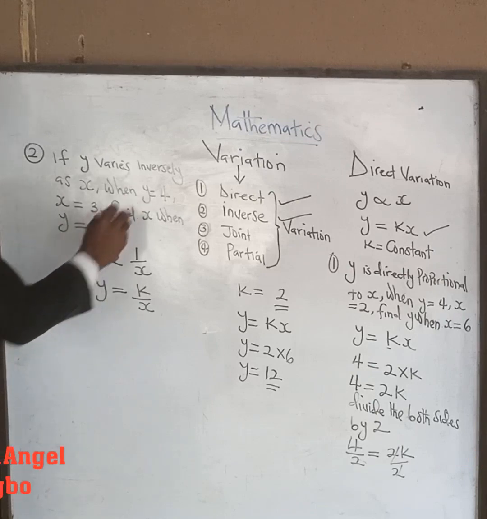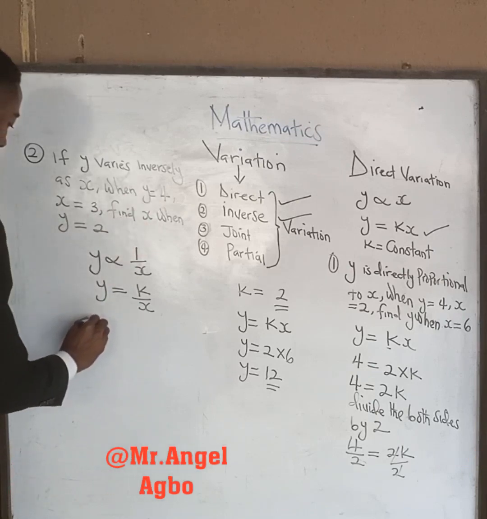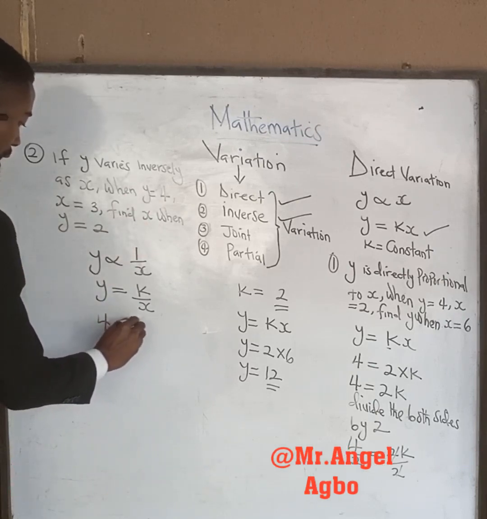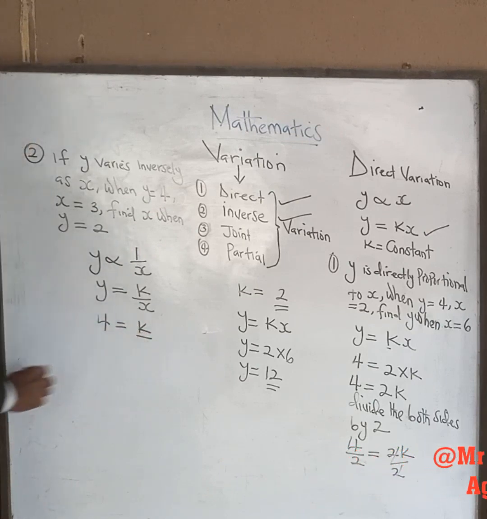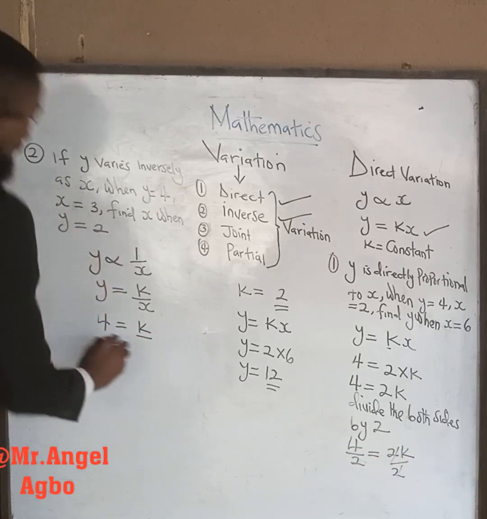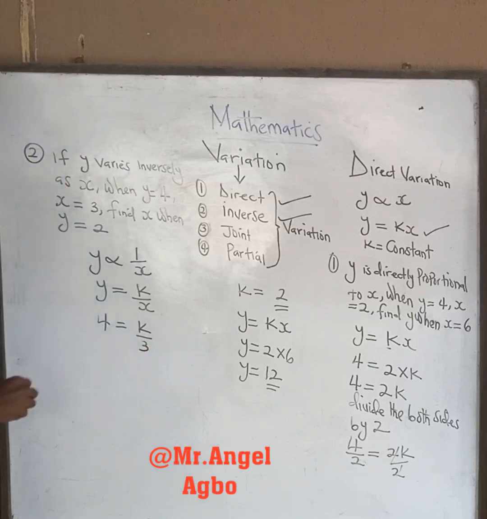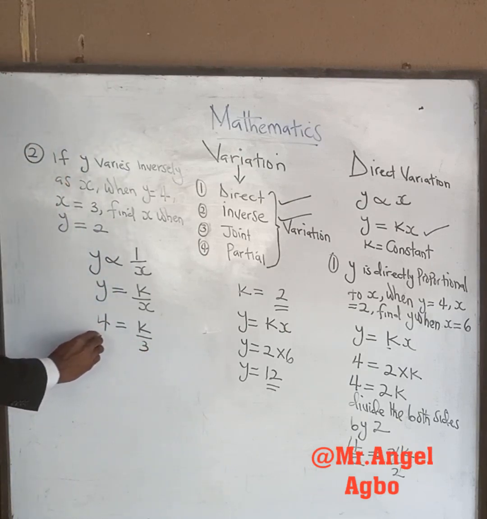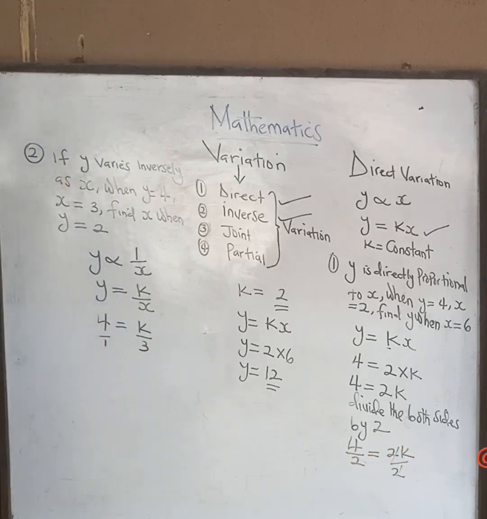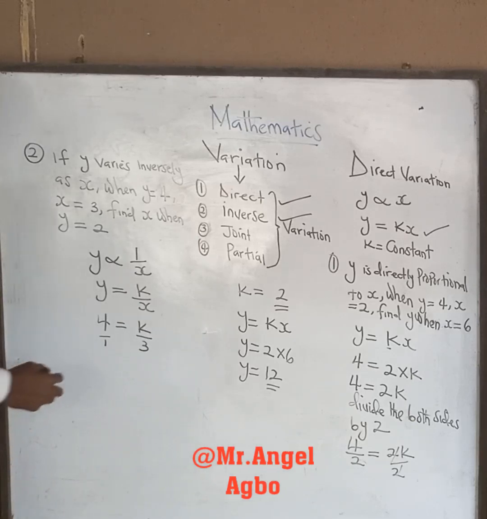Now, let's solve the question on the board. Our y, in the first place, is equal to 4. Our k is not given, and our x is equal to 3. Remember that this 4 is the same as 4 divided by 1, which is still 4. So we have it this way.